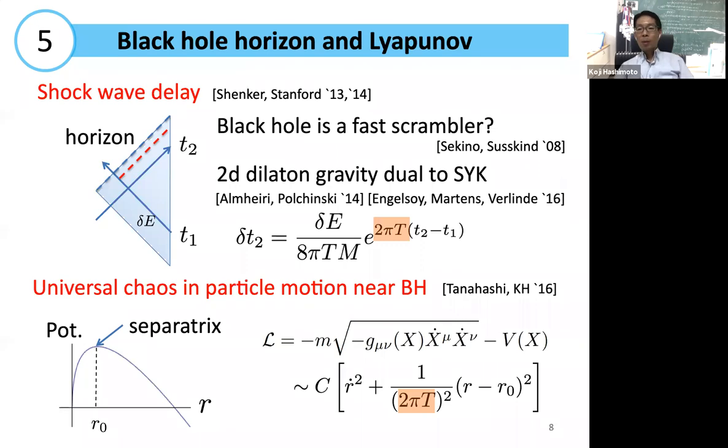So this is the end of my introduction. I wanted to emphasize two things. One is that once you have a horizon with Hawking temperature T, there is a universal mechanism of elongating the time difference by an exponential function, and that exponent is 2 pi T. The second thing is that using this, we can discriminate whether a given quantum mechanics has a gravity dual or not. So this is my viewpoint.